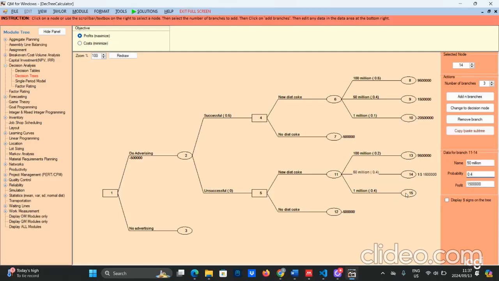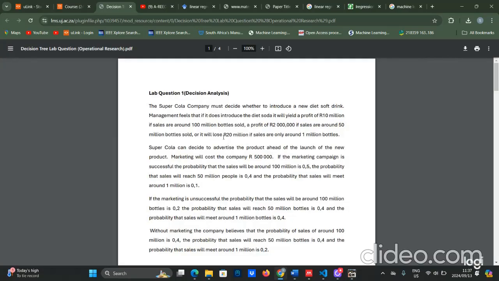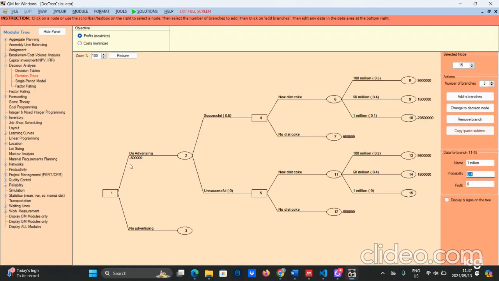And then here, if they sell 1 million bottles, the expected profit or loss that they're supposed to make, they're saying they'll lose 20 million. But since they've already spent 500,000 on advertising, they'll lose the 20 million plus the 500,000 they've spent on advertising, which means here in total they'll lose 20,500,000.